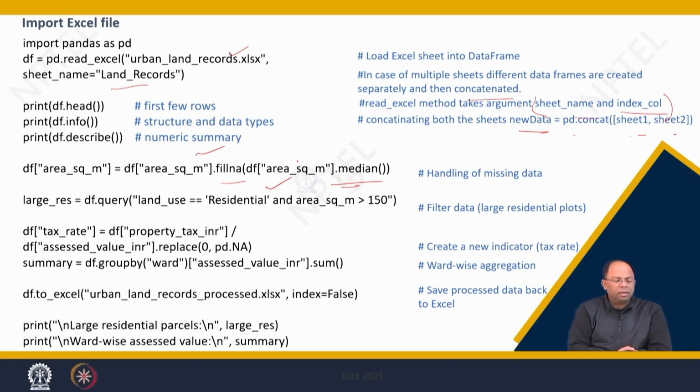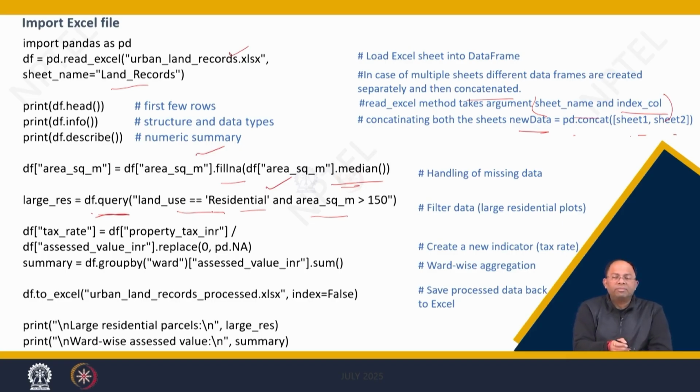Now we are creating this df.query where we are doing a conditional statement to filter the data, that is land is equal to residential and area_square_meter greater than 150. We are passing this condition in df.query, and automatically the values will be stored in large_res.